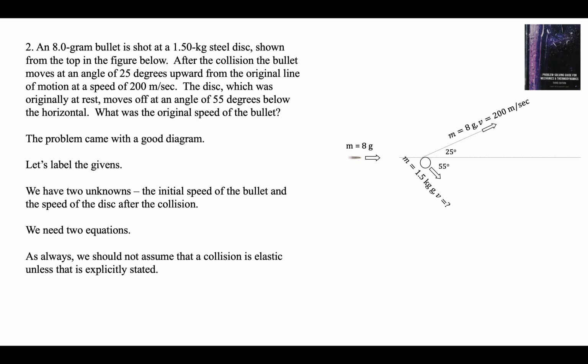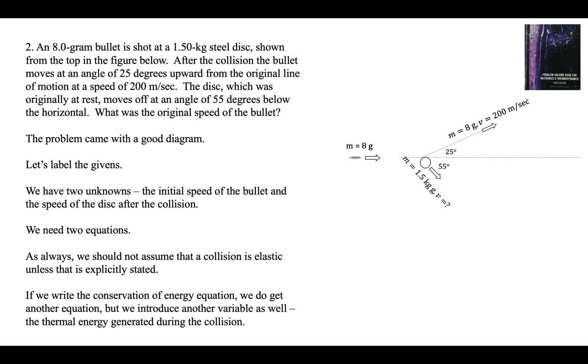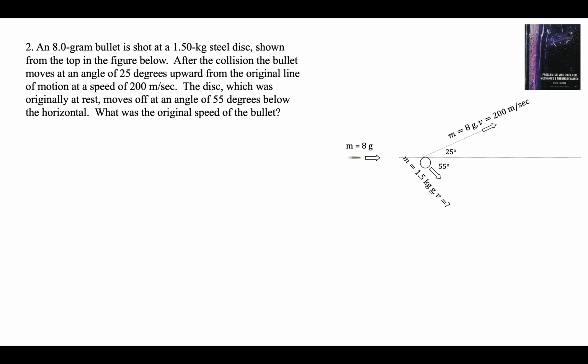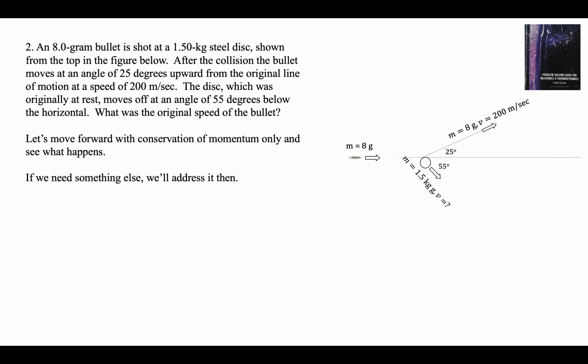We need two equations. We shouldn't assume that the collision is elastic unless it tells us it's elastic. So if you write the conservation of energy equation, we get another equation, but we also get another unknown. So we're going to have three unknowns: initial speed of the bullet, final speed of the disc, thermal energy generated. So that's not going to help. Let's move forward with momentum only and see what happens. If we need something else, we'll address it then.